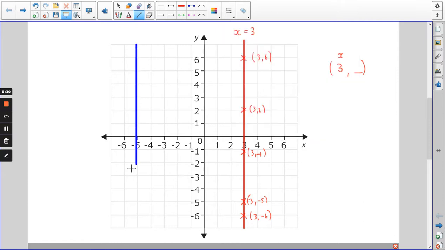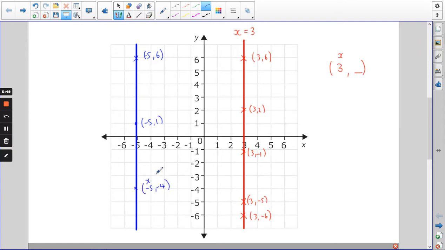If I went straight down there, all the coordinates on that line have something in common. The first part of their coordinate is minus 5. If I go there, it's minus 5, 6. If I go there, it's minus 5, 1. If I go down here, it's minus 5, minus 4. What do they have in common? The rule is that the x number is always minus 5.